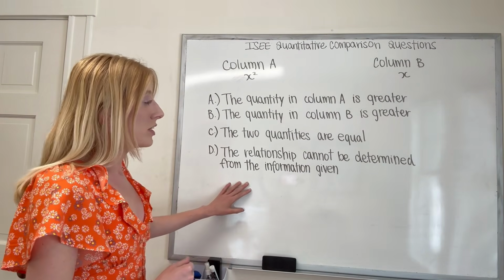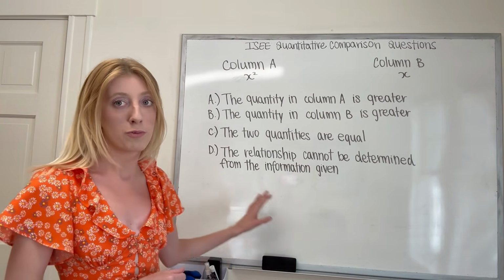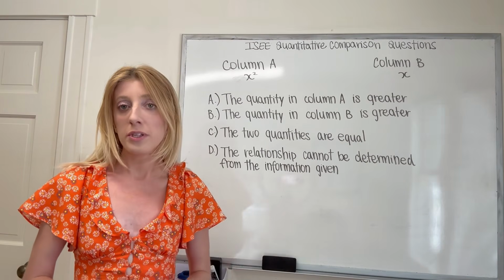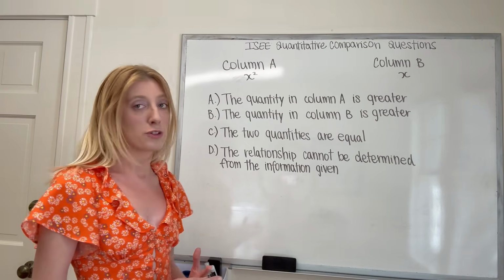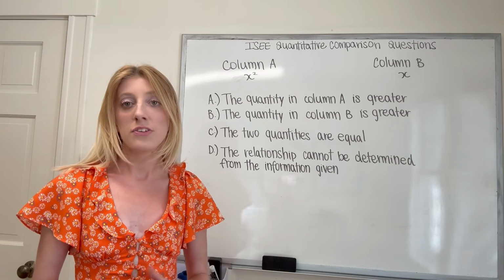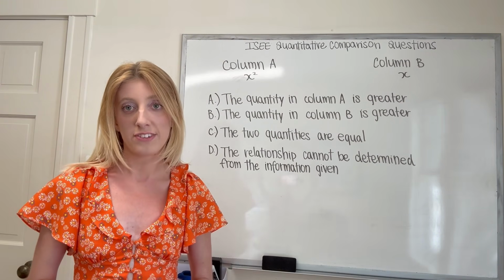For D, the relationship cannot be determined from the information given. This is the most commonly confused answer choice. It doesn't mean that you're unsure as a student in answering the question. It means that no relationship holds consistently.